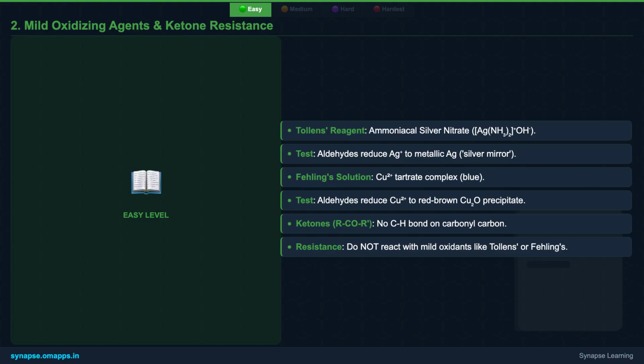Both these reagents work because aldehydes are easily oxidized. But here's the catch. Ketones, lacking that special C-H bond on their carbonyl carbon, are generally unreactive under these mild conditions. This difference is key for distinguishing them in the lab.